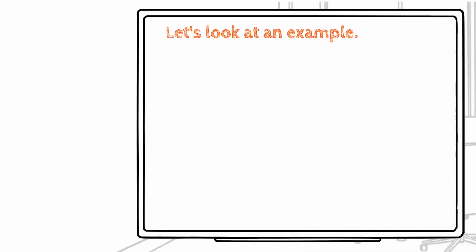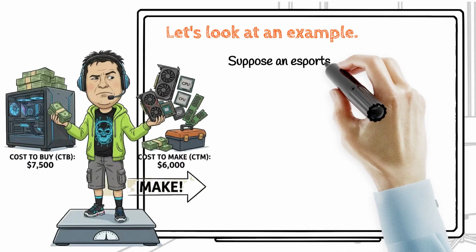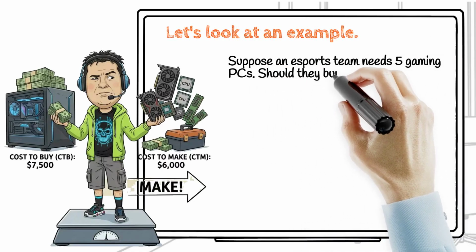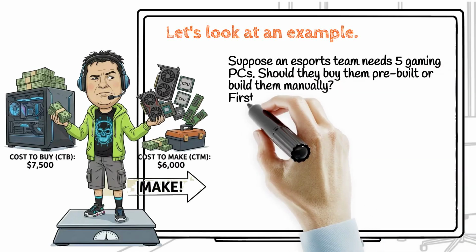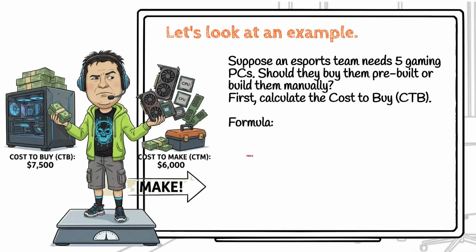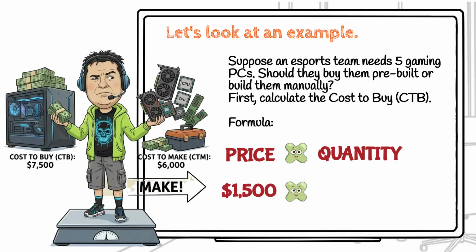Suppose an esports team needs 5 gaming PCs. Should they buy them pre-built or build them manually? First, calculate the cost to buy, CTB. Formula: price times quantity. If a high-end, pre-built PC costs $1,500, then 1,500 times 5 equals $7,500. This is the total cost of purchasing from a retailer. Next, we must calculate the cost to make to find the most economical choice.